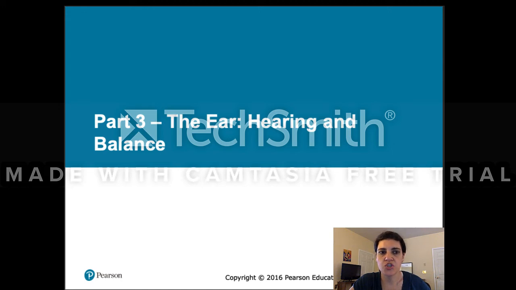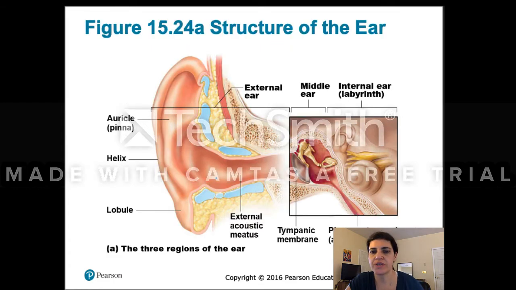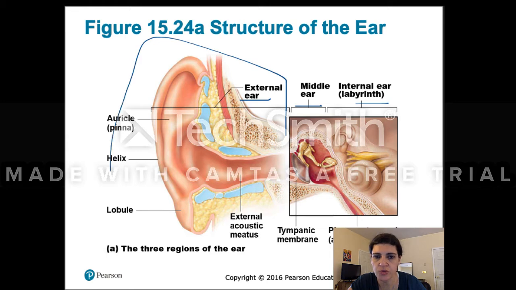Okay, so we're gonna talk now about the ear that holds the hearing and balance senses. We have three parts of our ear. So let's talk about these parts: external ear, middle ear, and internal ear, or the labyrinth. The external ear goes all the way here. All this is external ear, right?